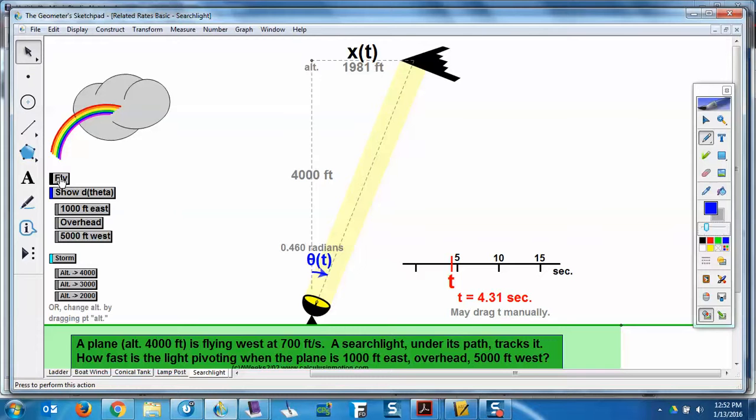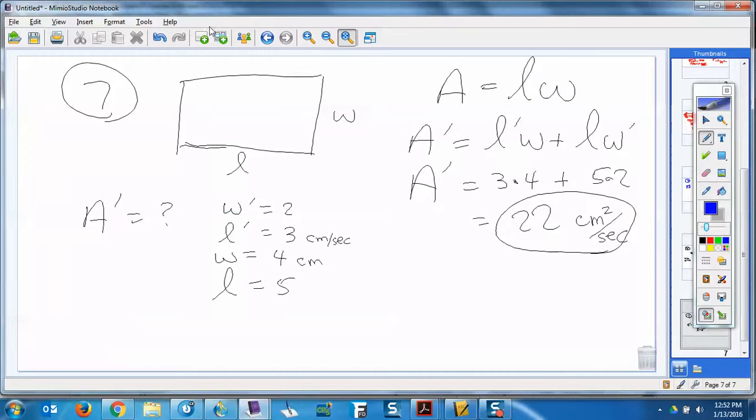Use X and 4,000. The 4,000 doesn't change, so you could put it right into your formula right away. So tangent of theta would be this over this, and then you'd have an X prime, which you know is 700, and then you could find the theta prime, right? So that would be another kind of scenario. This is just some examples of different types of problems, and we'll see more and more as we go along. Okay, let's keep going here.